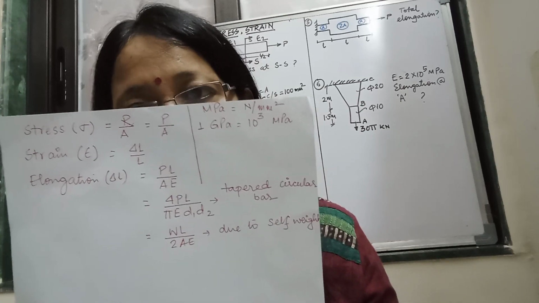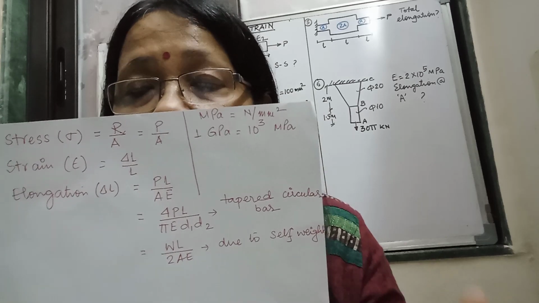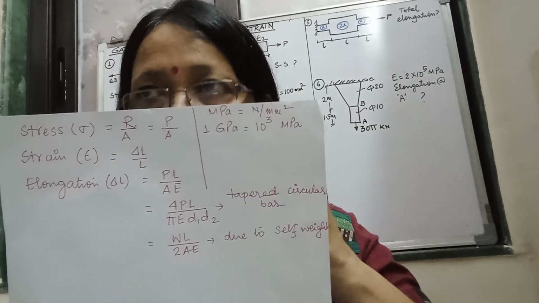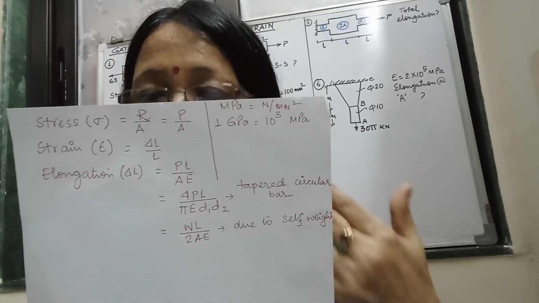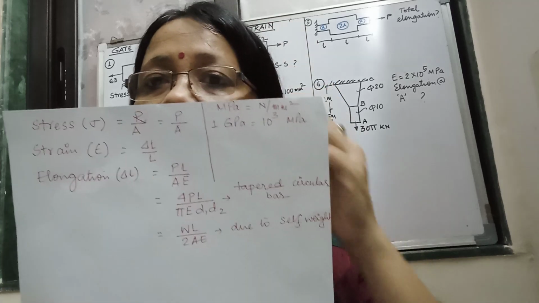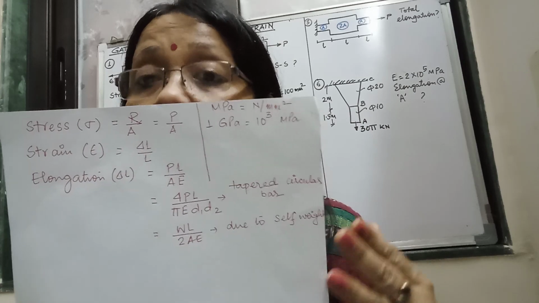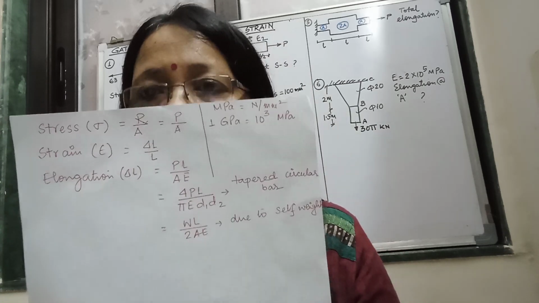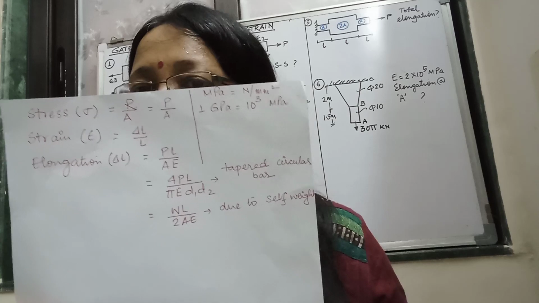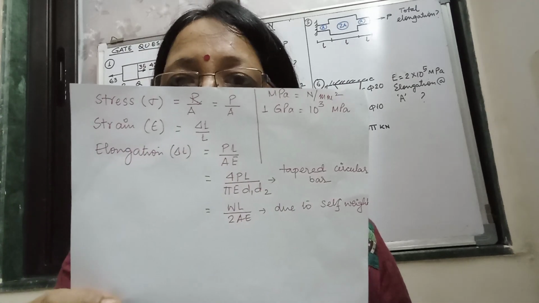P is the applied force. L is the total length of the bar. E is the modulus of elasticity. D1, D2 are the diameters at both the ends, as the cross sectional area is not the same. And there is another formula, delta L is equal to WL by 2AE. This is the formula for the elongation due to self weight, where W is the self weight, L is the length, and A and E I have already explained.